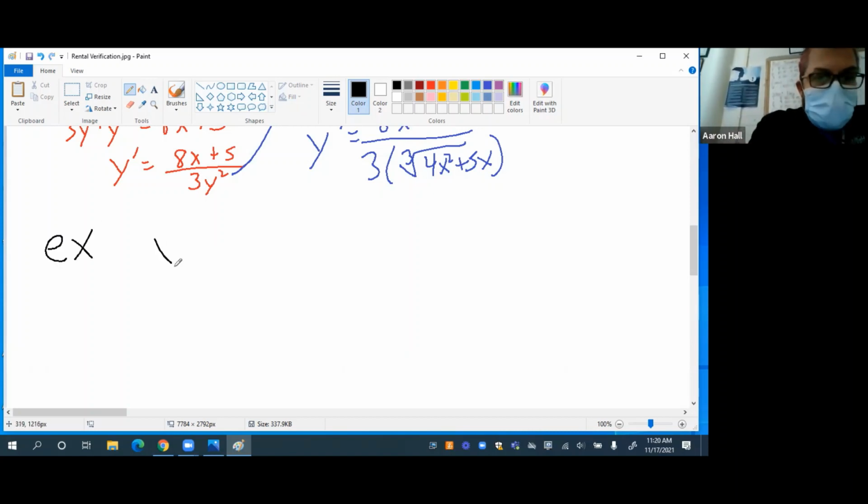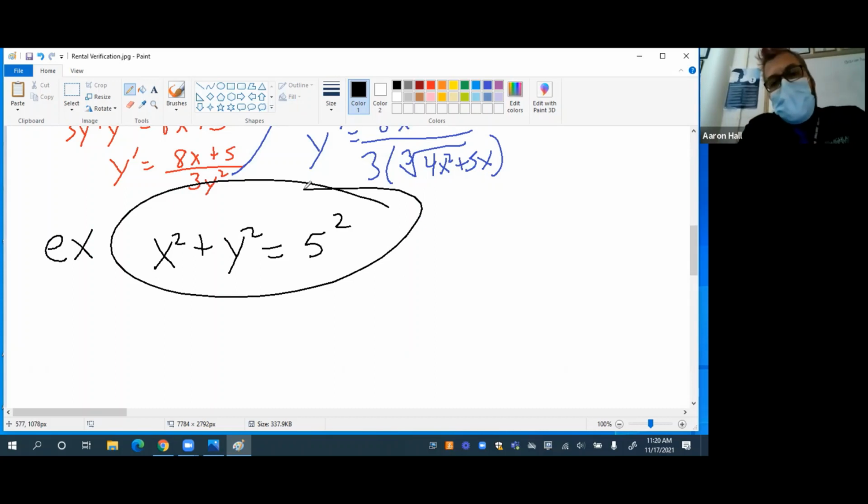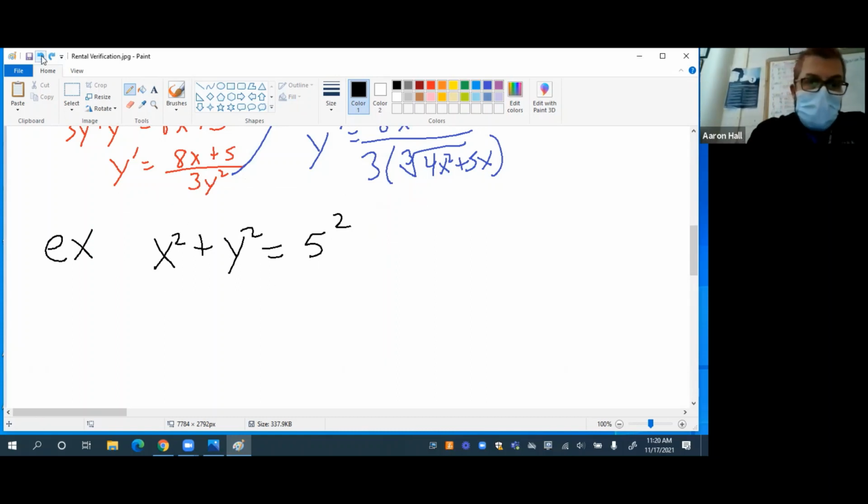What if I have x squared plus y squared equals 5 squared? Do you know what equation that is? Circle. It makes a circle. Yep, that makes a circle. In fact, it looks suspiciously like the Pythagorean theorem, doesn't it? This is a squared plus b squared equals c squared. It will draw a circle with a radius of what? 5. Where is the circle centered? The origin. At the origin.